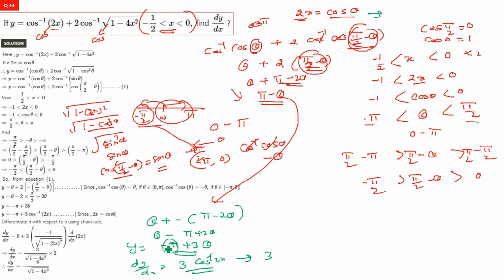Now when you differentiate this, 3 cos inverse 2x: cos inverse differentiation is negative 1 divided by under root 1 minus the content squared. So 1 minus 2x squared, 4x squared it will be. Then the differentiation of 2x will also be done. It will be 2. So what do you get? 3 into 2 into minus 1, negative 6 divided by under root 1 minus 4x squared. This is the correct answer.